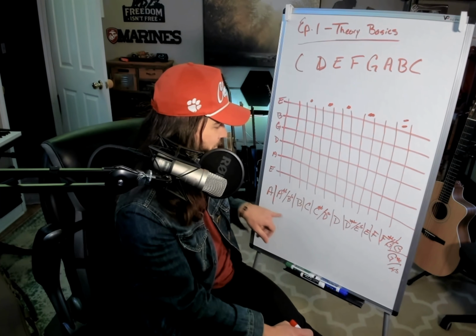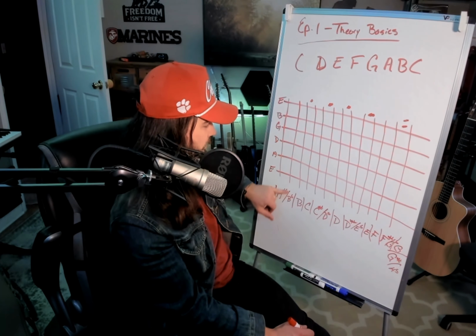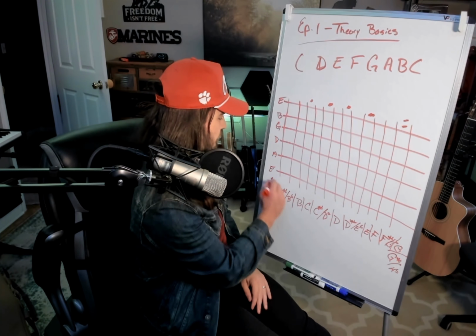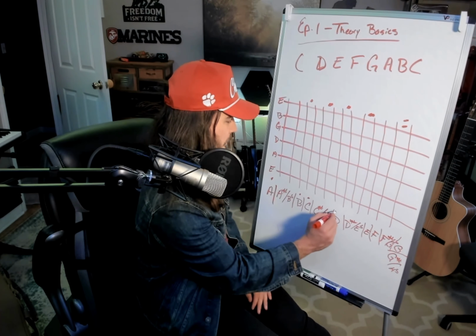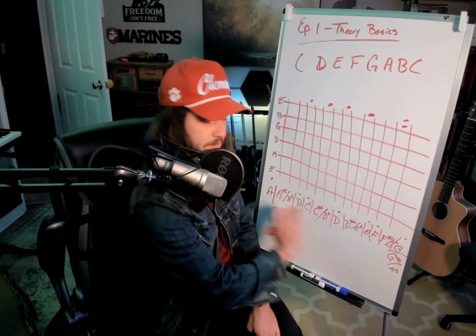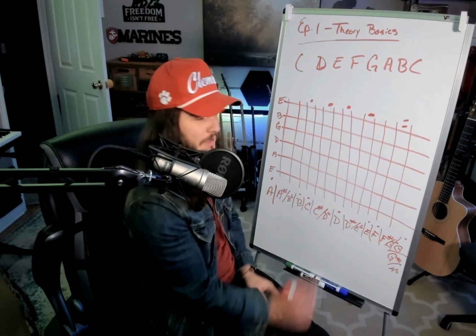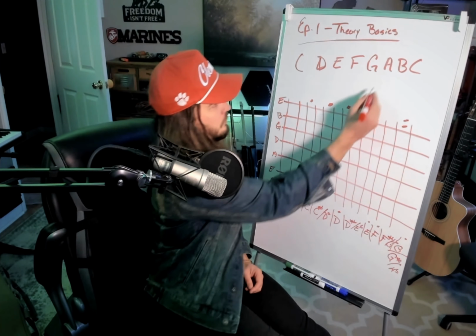So now we got to learn how to map this out on the fretboard. Now, the ones that we care about are just the natural notes. So we care about this one, this one, this one, this one, this one, this one, and this one. That's it. 7 notes, right? I promise you, 7 notes per string. So let's start off on the A string. The first note here is A.